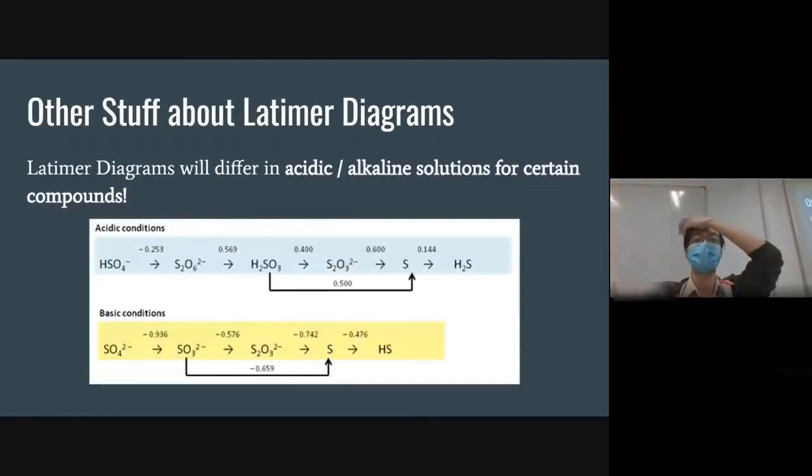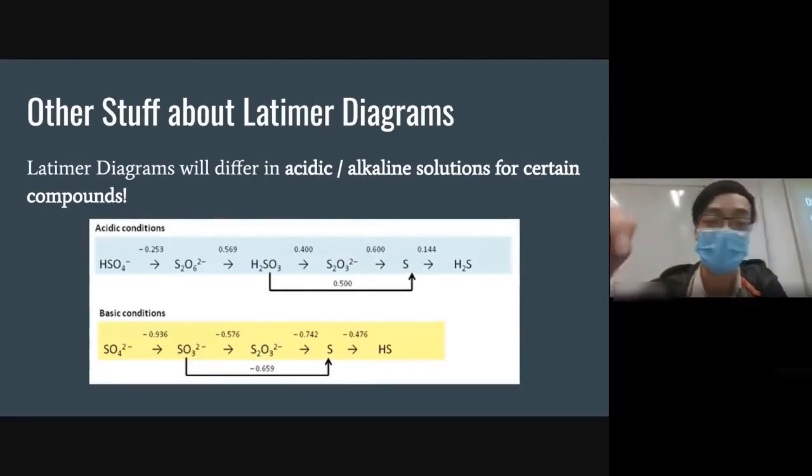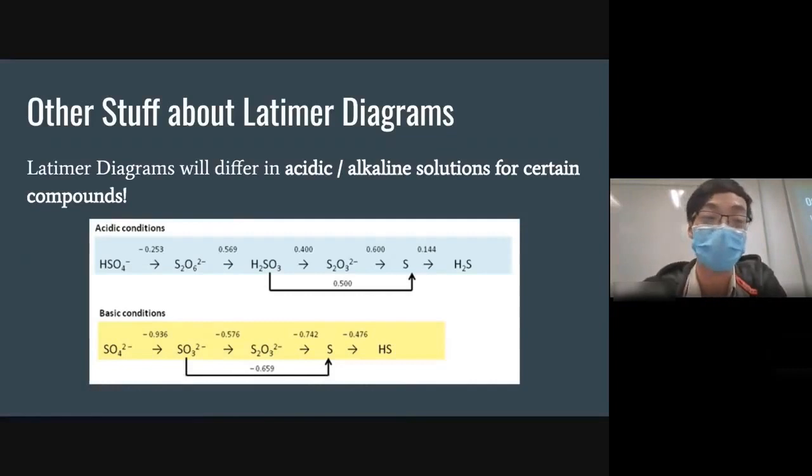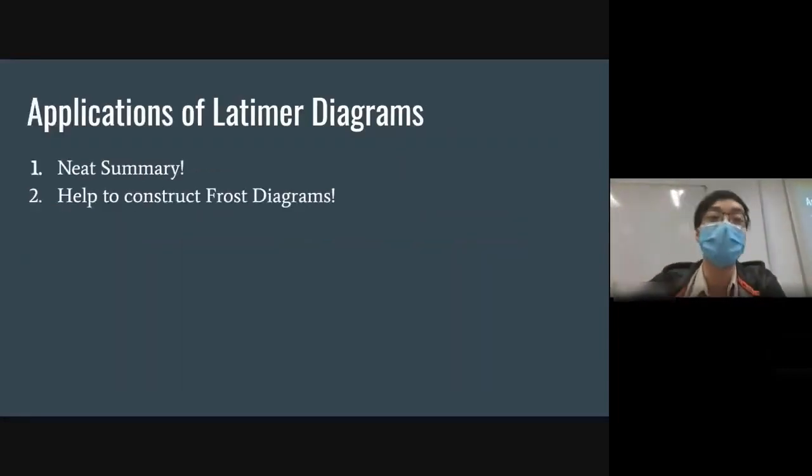Some other stuff about Latimer diagrams is that they will differ in acidic or alkaline solutions. If you see in this example with the Latimer diagram of sulfur, it's different in acidic and basic. This is because in acidic and basic conditions, the compounds will exist as different dominant species. If in your data booklet, you also notice that the initial values will be different for compounds, whether in acidic or alkaline solution. This is basically the same thing, so the Latimer diagram will be different for acidic and alkaline. So what can you do with this Latimer diagram?